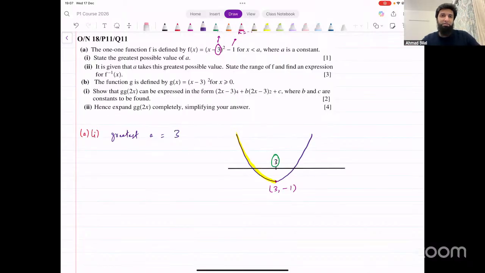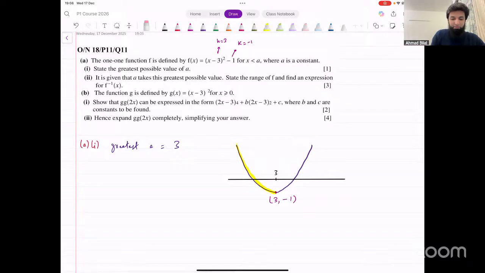Now, that's the logic behind it. But in all such questions, you would just write down the x coordinate of the turning point. Because if it's a quadratic function, then to the left of the turning point, you have a one-to-one function, or to the right of the turning point, you have a one-to-one function. But if you have the turning point in the middle of the curve, then it will not be a one-to-one function anymore. So that's the largest possible value of A that we get.